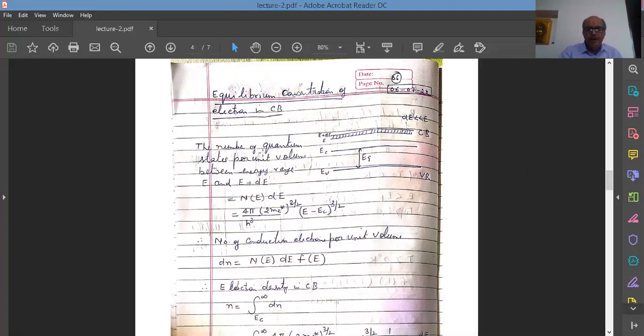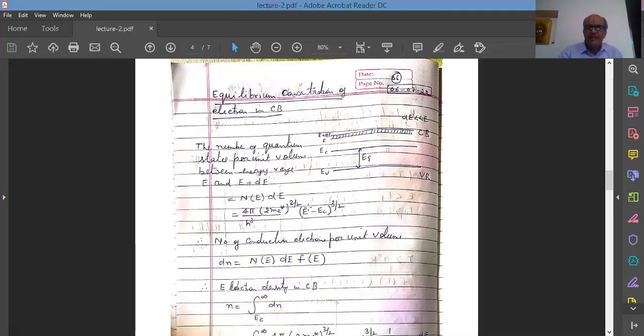So the number of quantum states per unit volume between the energy range E and E plus dE will be the density of states multiplied by dE. Since it is per unit volume, that is why we call it density. So it is 4 pi upon h cube into 2me to the power 3 by 2, E minus EC to the power 3 by 2, dE will also come here. That is not written.